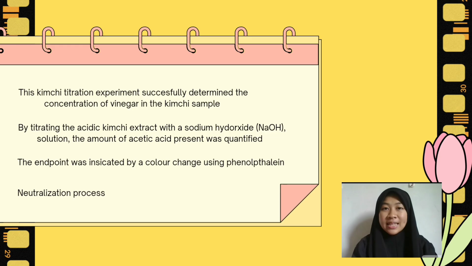To conclude, this titration experiment successfully determined the concentration of the vinegar in the kimchi sample. By titrating the acidic kimchi extract with sodium hydroxide solution, the amount of the acetic acid present was quantified. The endpoint of these titrations was indicated by a color change using phenolphthalein, showing that the neutralization process has occurred.